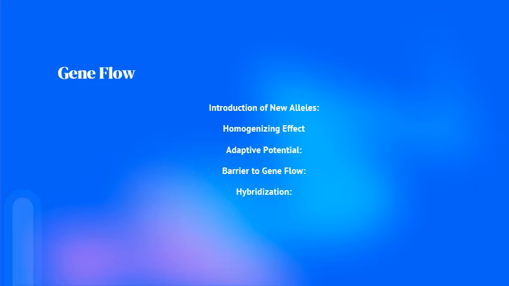Next, let's talk about homogenizing effects. Gene flow tends to reduce genetic differences between populations. Populations with high rates of gene flow are genetically more similar to each other.